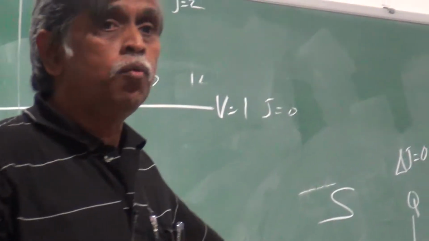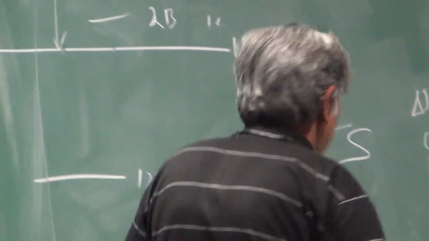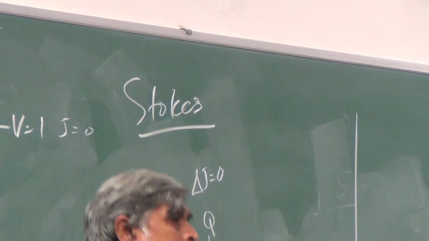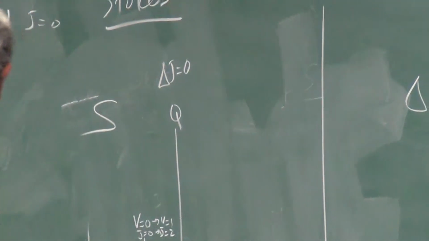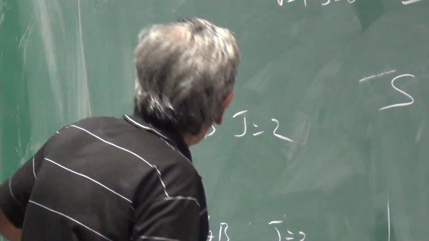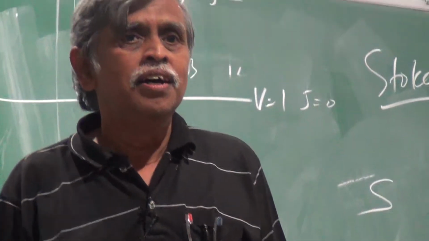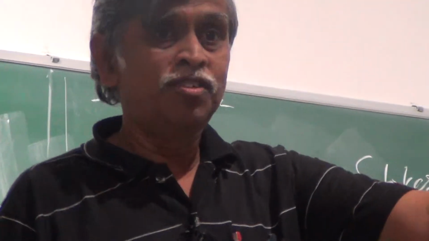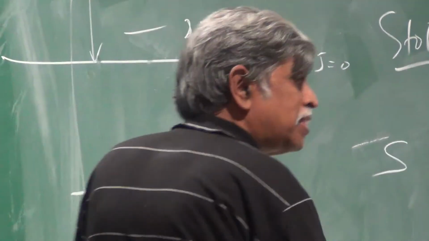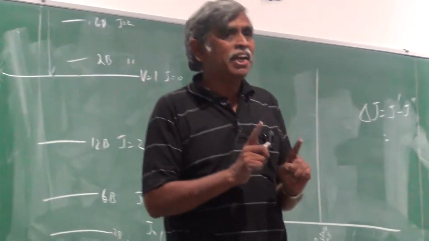And what frequency, what radiation am I talking about? I am talking about Stokes. I am still talking about Stokes. Now what will happen if I start from J equals 2 from here and land up in J equals 0? It is still Stokes, right? It is still Stokes because the frequency has to be less than what I am throwing in. But what branch am I getting now?